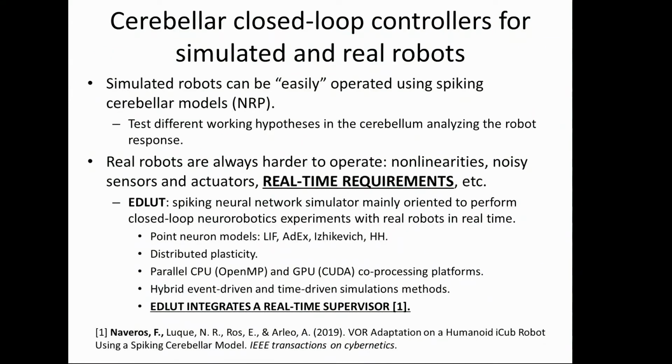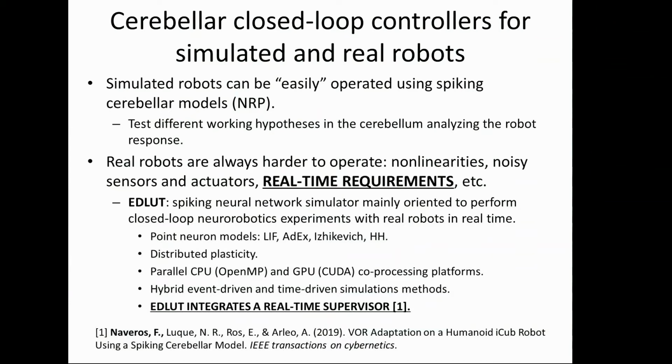Well, this kind of experiment can be easily implemented using a simulated robot, for instance with the Neurorobotics Platform. But when you try to implement this experiment with a real robot, you have to deal with a lot of problems. For instance, non-linearities, noisy sensors, noisy actuators, and the most important, real-time restriction requirements. So in our experiment, we use EDLUT. EDLUT is a spiking neural network simulator, mainly developed to implement this kind of closed-loop neurorobotic experiment with real robots in real time.